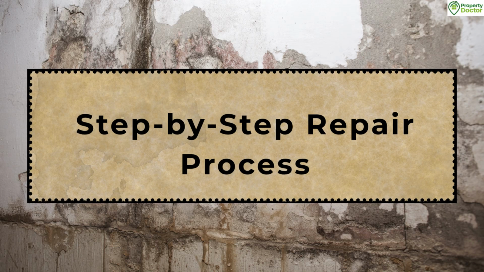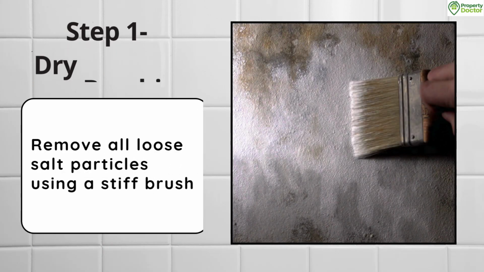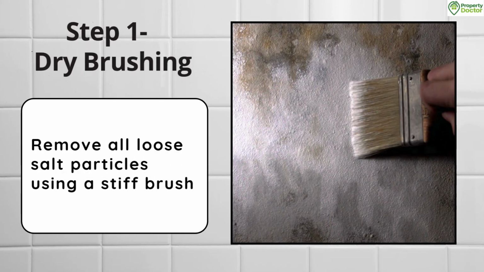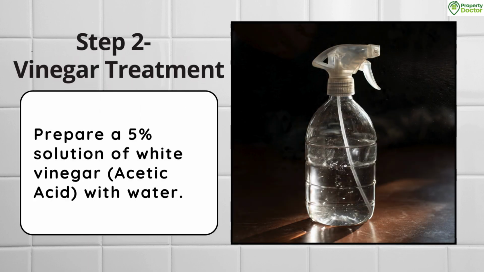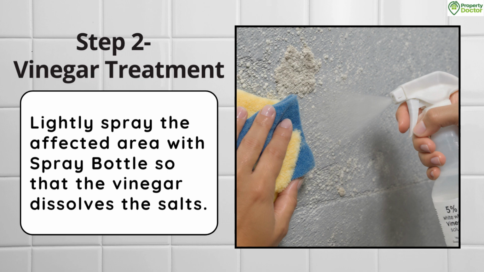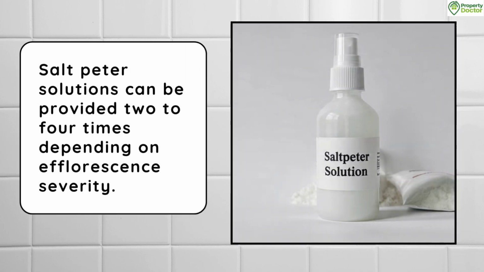Step-by-step repair process. Step 1. Dry brushing. Remove all loose salt particles using a stiff brush. Step 2. Vinegar treatment. Prepare a 5% solution of white vinegar, acetic acid, with water. Lightly spray the affected area with the spray bottle so that the vinegar dissolves the salts. Alternatively, saltpeter solutions can be applied 2 to 4 times depending on efflorescence severity.